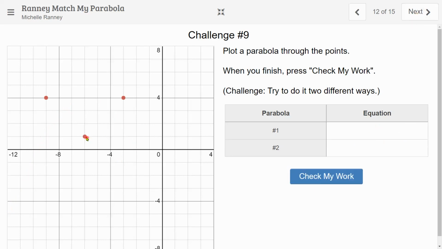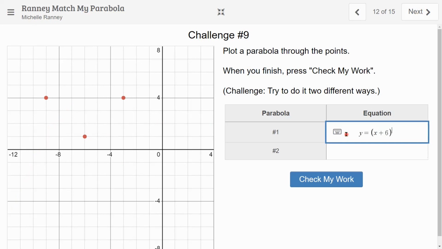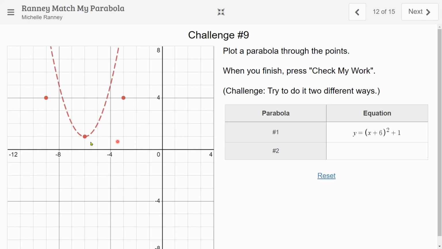Okay, so I think this will be the last one we talk about, and then we're going to do some notes to make sure that we get our notes into our composition book. So if I have this one, which has a vertex at negative 6, 1, I know that y equals the negative 6 movement is going to come from x plus 6 squared. The plus 1 is going to move it up 1. So when I do this, you see it's in the right spot, but the stretch is off.